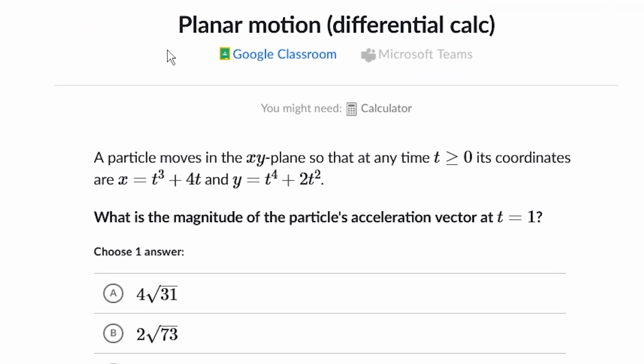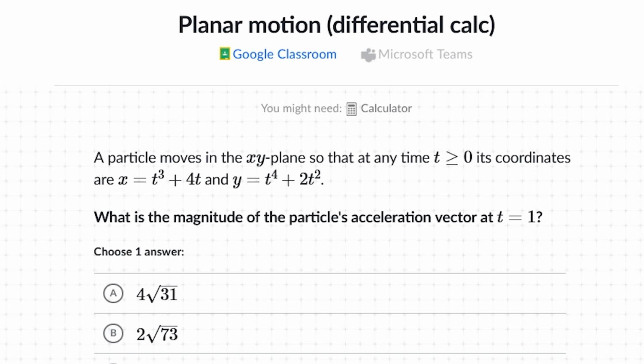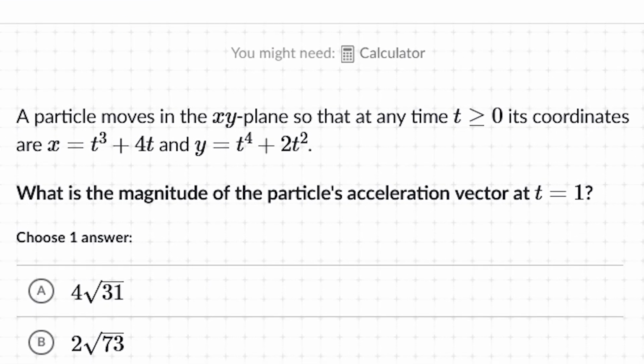Alright, so we're gonna do a little bit of planar motion and differential vector calculus here. So let's start off by doing this problem here. A particle moves in the xy plane so that at any time t greater than or equal to 0, its coordinates are x equals t cubed plus 4t and y equals t to the fourth plus 2t squared. What is the magnitude of the particle's acceleration vector at t equals 1?